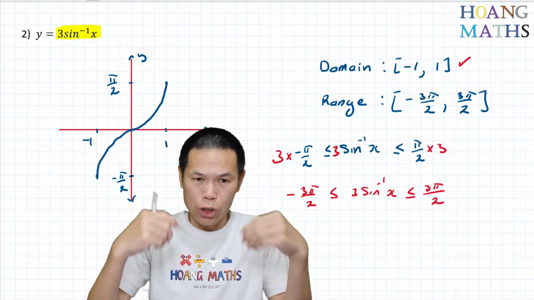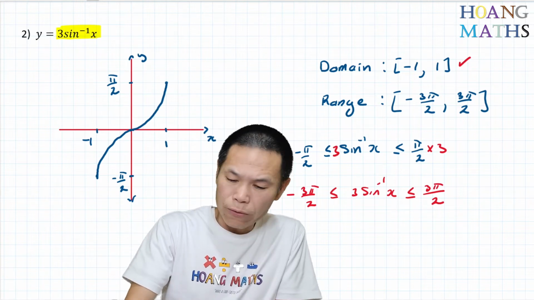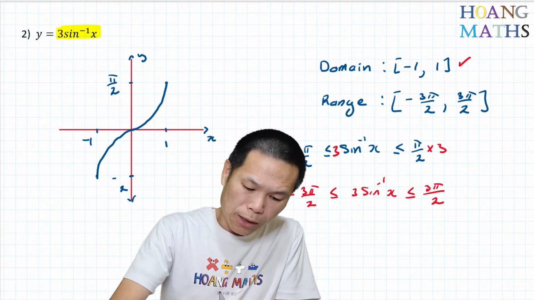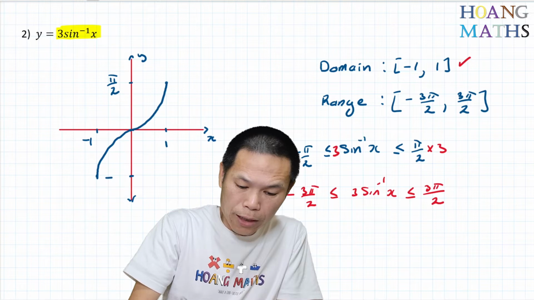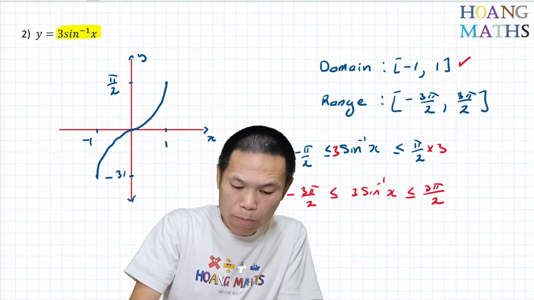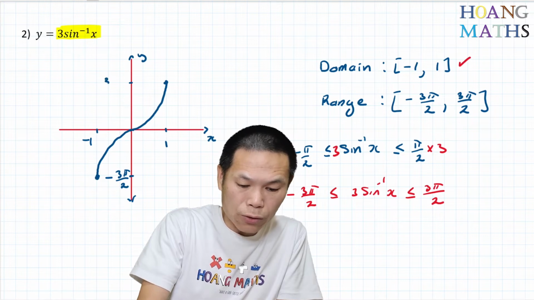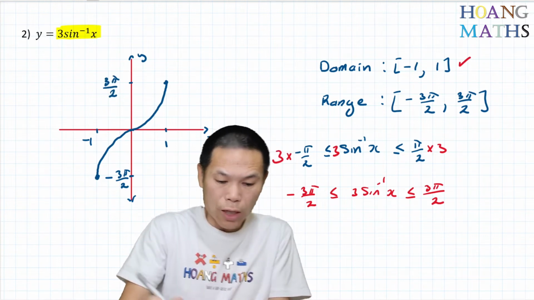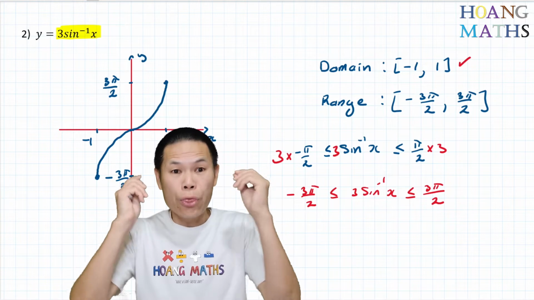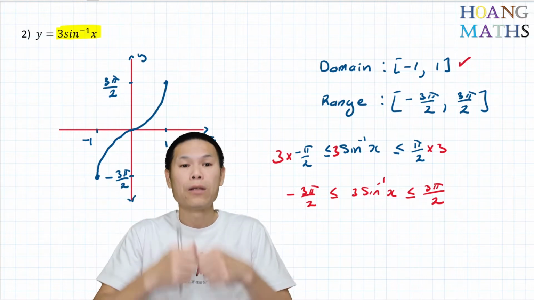So now all I need to do is to change the y value. So this is negative 3 pi over 2. And this is 3 pi over 2. So there you go. This is 3 sine inverse of x.